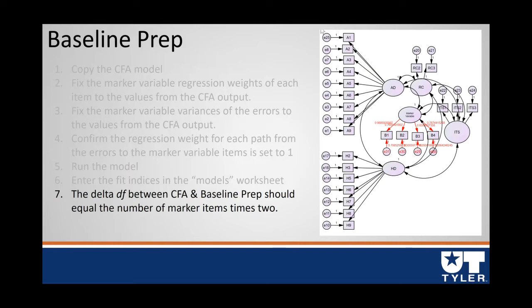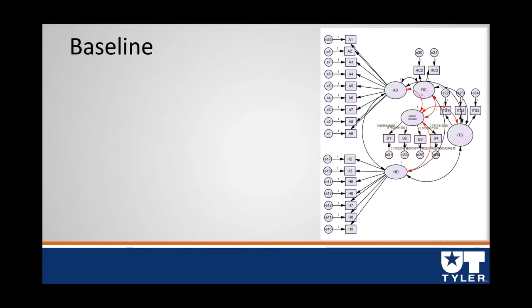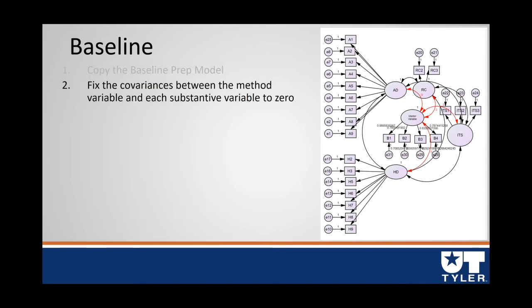And so that worksheet tells us that the delta degrees of freedom between the CFA and the baseline prep models should equal the number of marker items times 2. So the third model in our technique is called the baseline model. And then we're going to work off of the baseline prep model, and we're going to fix the covariances between the method variable and each substantive variable to 0, which I've highlighted for you there.